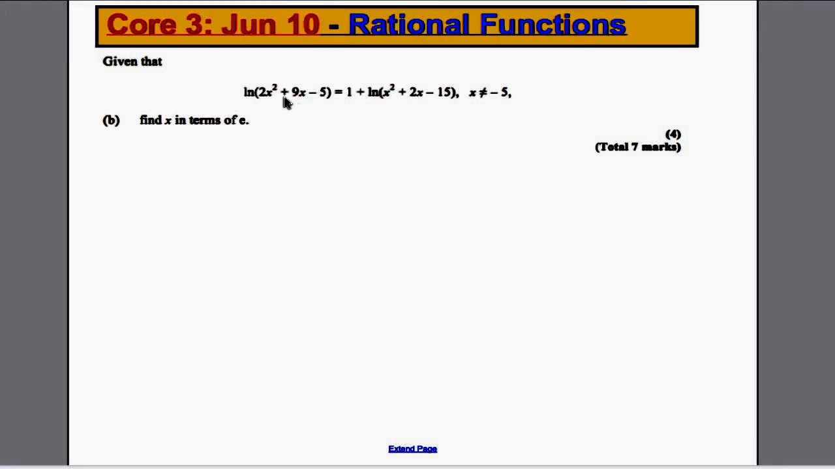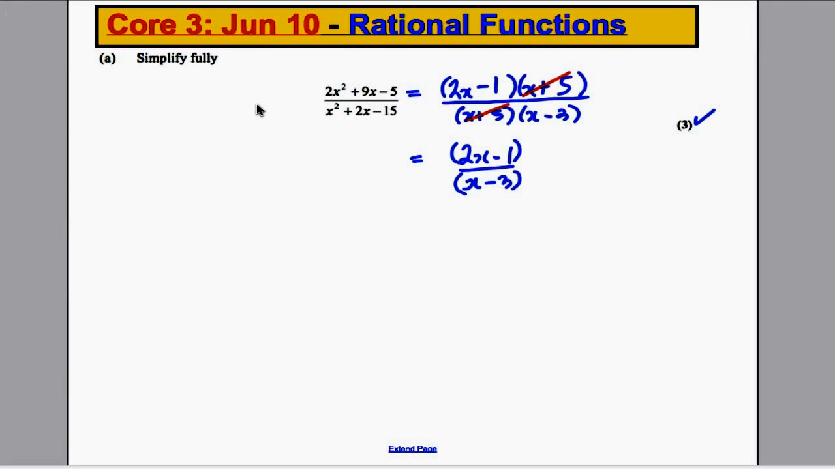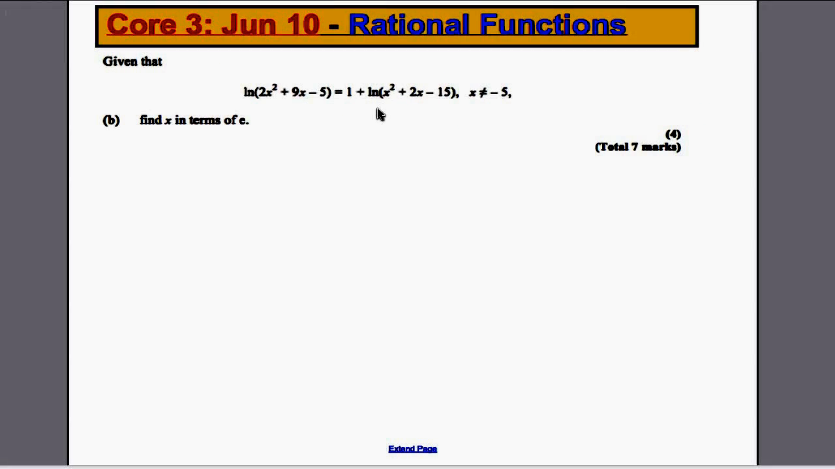Harder part now. Given that ln of 2x squared plus 9x subtract 5 is equal to 1 plus ln of x squared plus 2x minus 15, find x in terms of e. This is a hard question. This is quite a tricky question. But I would hope you see 2x squared plus 9x minus 5, x squared plus 2x minus 15. Think back to part A. Oh, 2x squared plus 9x minus 5, x squared plus 2x minus 15, one divided by the other. That's going to be involved.